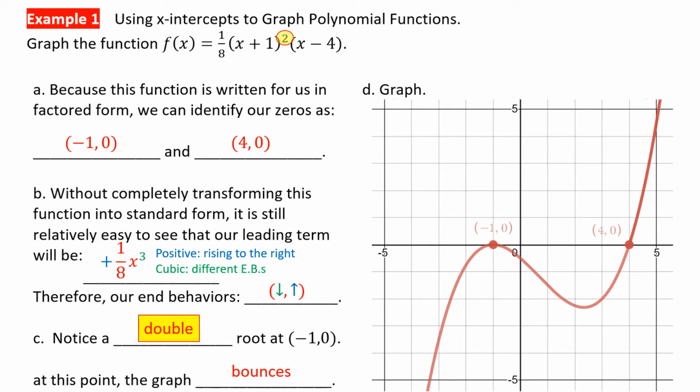We could identify the y-intercept pretty quickly if we wanted to: 1 squared times -4 is -4, distribute the 1/8, and -4 times 1/8 would get us to -1/2.